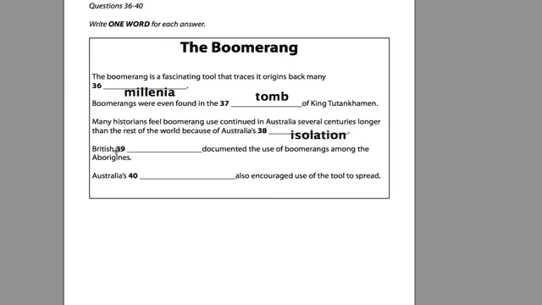Now, this is the one question that I believe is stated a little bit earlier on, so you had to kind of be listening. British documented the use of boomerangs among the Aborigines. And this is not journalists, it's not explorers, it's settlers. And he uses that word as well. Australia's terrain also encouraged the use of the tool to spread.